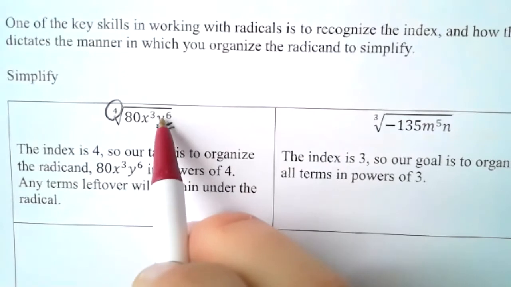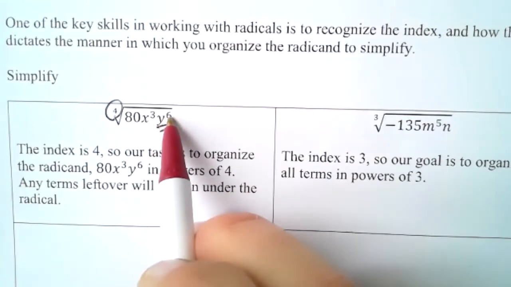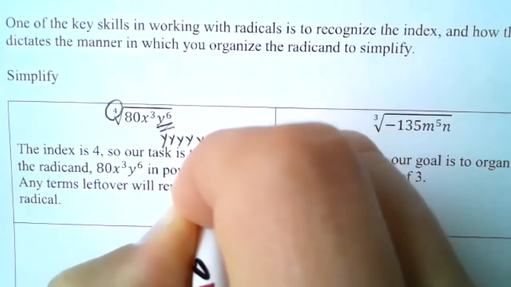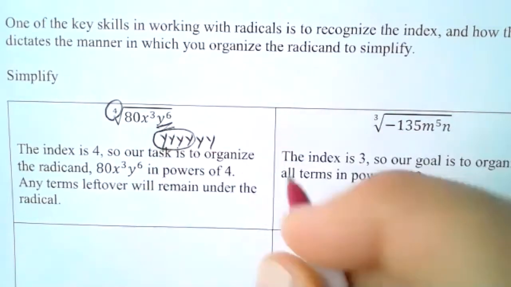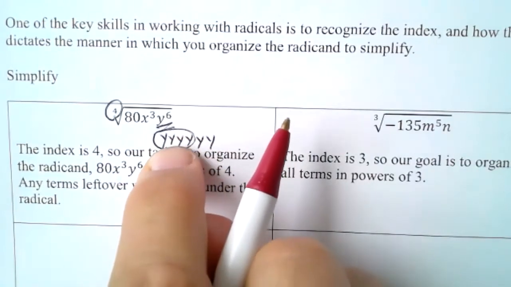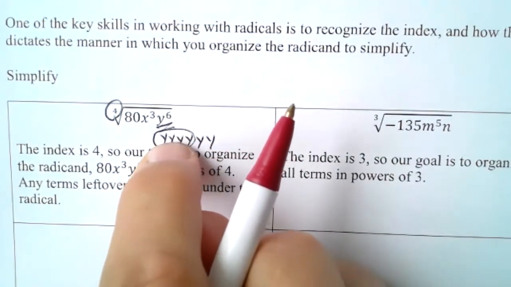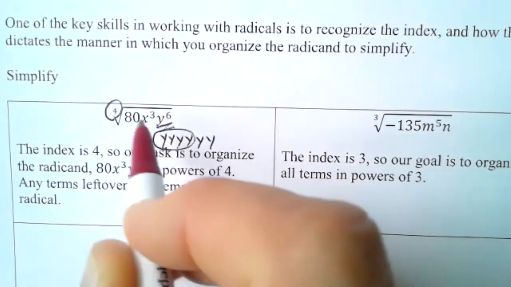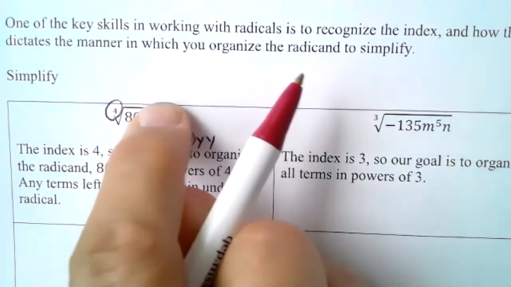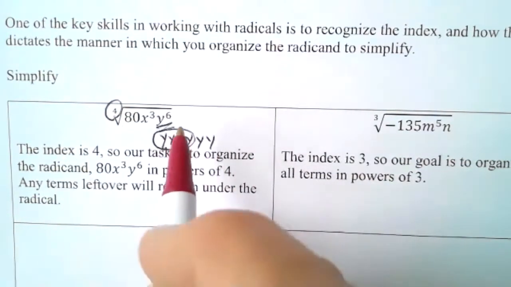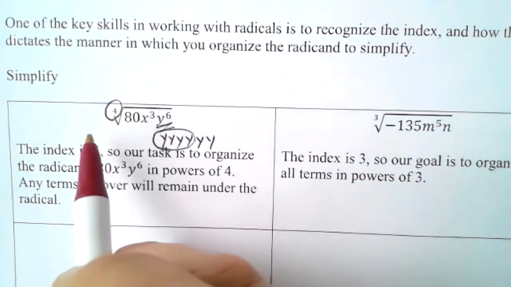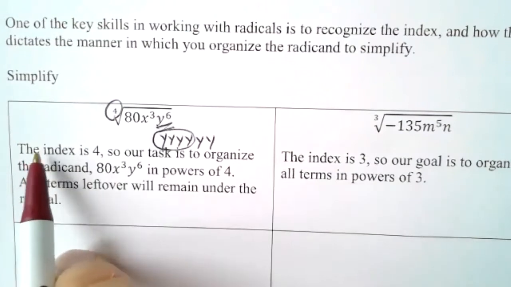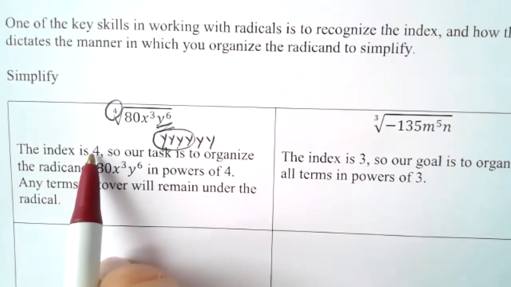If anything more than 4, if you'll see I've got y to the 6th power, that means I've got 1, 2, 3, 4, 5, 6. There's 6 y's under that radical. And if you'll notice, I can pull out 4. And then once I pull out 4, that goes out in front. That y to the 4th power cancels with the 1/4 here. So 4 divided by 4 is 1. So we would pull out 1 y to the 1 power. All right, so now the index is 4.